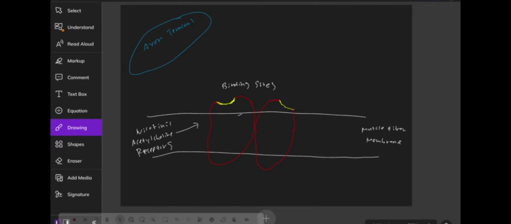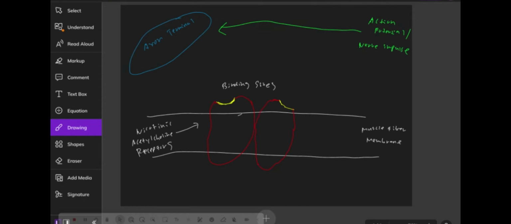So the first step of the process is an action potential arrives. So an action potential is going to travel down the axon and go to the axon terminal. So this is going to be an action potential, or otherwise known as a nerve impulse.